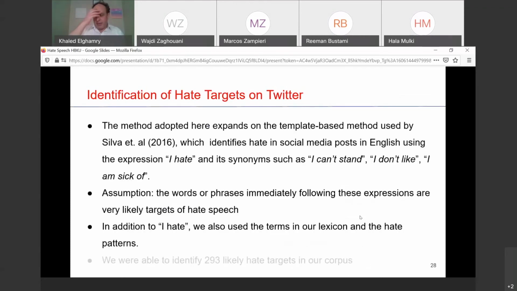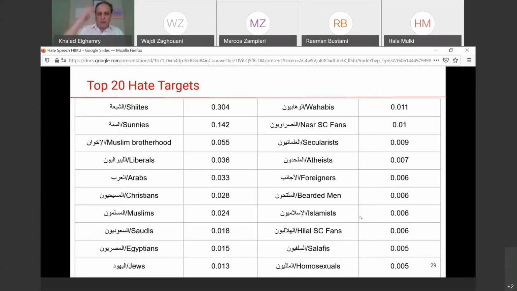So I use this to identify top targets in hate speech, using the Silva 2016 template-based approach. And these are the top 28 targets, starting with Shia and Sunnah. The work that I'm presenting is based on a very early version of detecting hate speech between Sunnah and Shia on Twitter. That was 2012. So these are the top targets of hate in the sample on the Arabic Twitter sphere. And I think that's it.